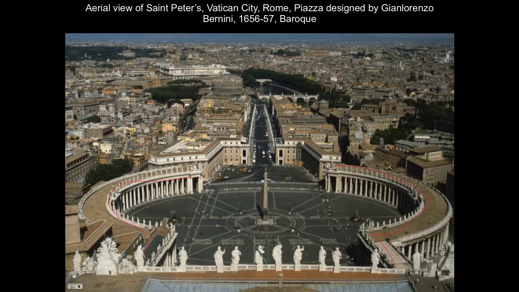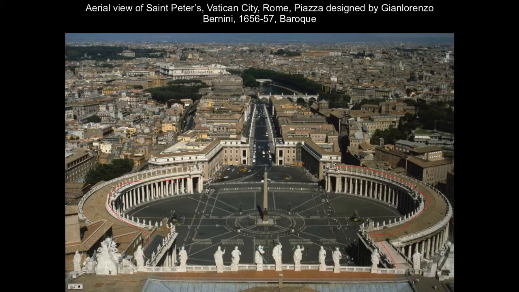So Carlo Maderno was finishing up the facade. Meanwhile, Bernini gets the commissions for basically the interior and the piazza. A piazza, I should say, is a term for a square. And by square, though, I mean a public square, not square shape. Many squares are square, but this is one of those exceptions.